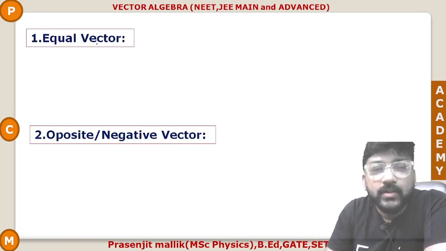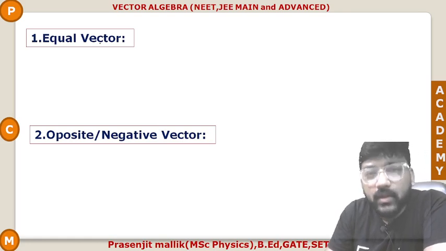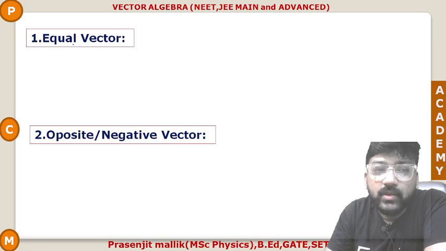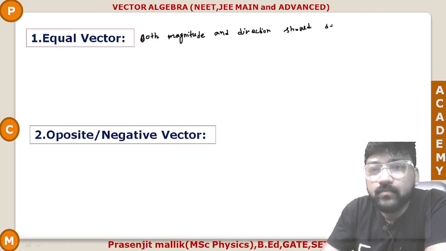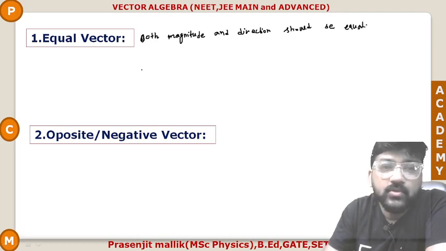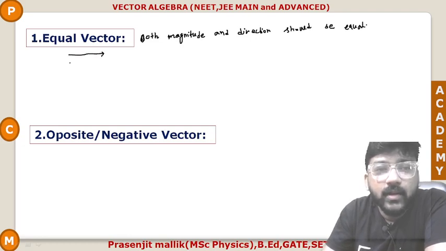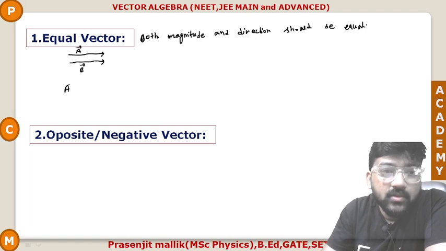Obviously, you know a vector has both magnitude and direction. So if two vectors have equal magnitude and equal direction, then obviously the two vectors will be equal vectors. So equal vectors should have both magnitude and direction equal. Okay, suppose this is a vector A and this is a vector B. Suppose if this vector is A and this vector is B, then you can see A is simply equal to B, and the angle between A and B will obviously be 0 degrees because they are in the same direction, so it will be just 0 degrees.